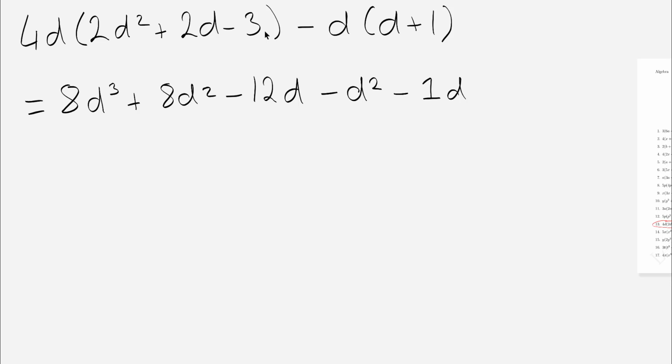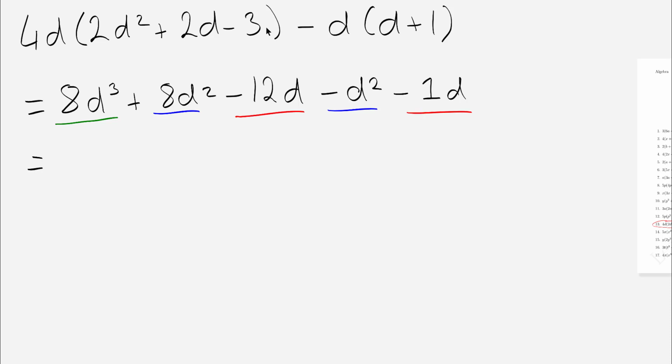The next step is to add and subtract the like terms. So we have d cubed. That is the only d cubed on the line. There's nothing else that can be added to it. What about the d squareds? I have a d squared here and a d squared there. They can be added. And this minus 12d and that minus 1d can be added.